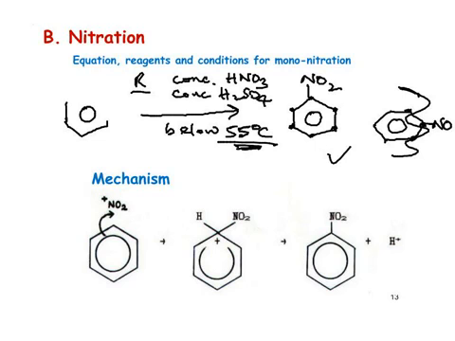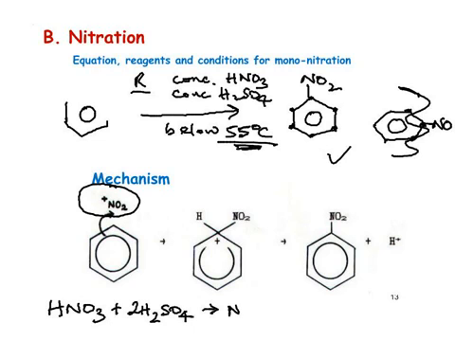This is the mechanism. We need to consider how the NO2 plus the nitronium ion is formed, and you will need to memorize the equation. There are different forms of this. This is one of the ones you could remember. The HNO3 reacts with sulfuric acid, 2H2SO4, and it produces the NO2 plus electrophile. Organic chemists quite often circle the charges, plus H3O plus 2HSO4 minus.